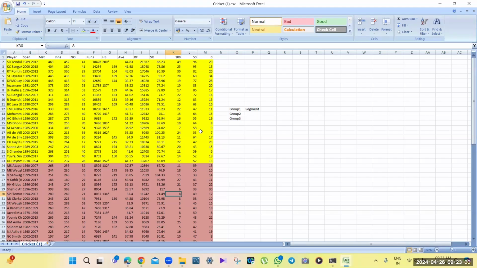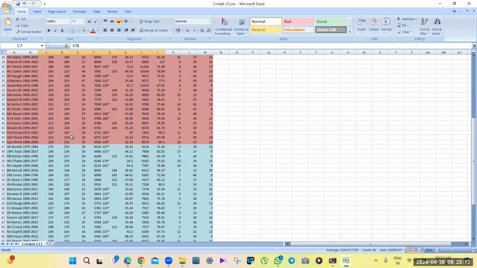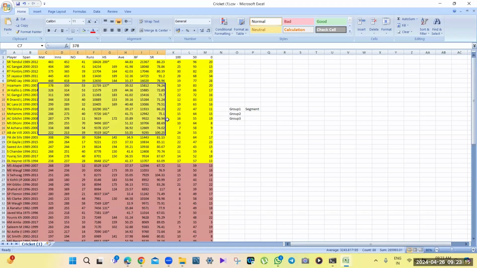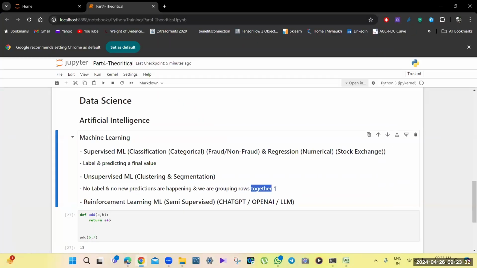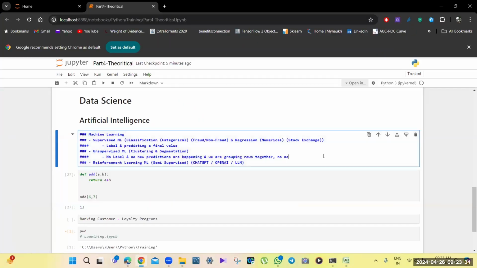Same like Amazon. Based on our details, Amazon will give different offers to different people. Similarly, here in cricket, all these players will be treated differently based on their performance. So for these kinds of situations, we are not predicting something new. Whatever data we have, we are using that only, right? That is an important point, and let me write that as well. Group together and no new data.